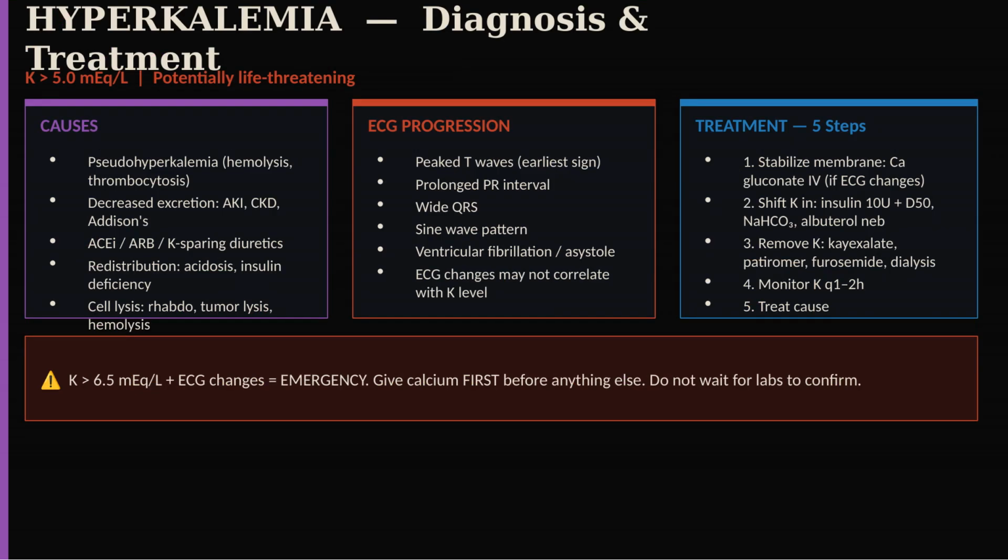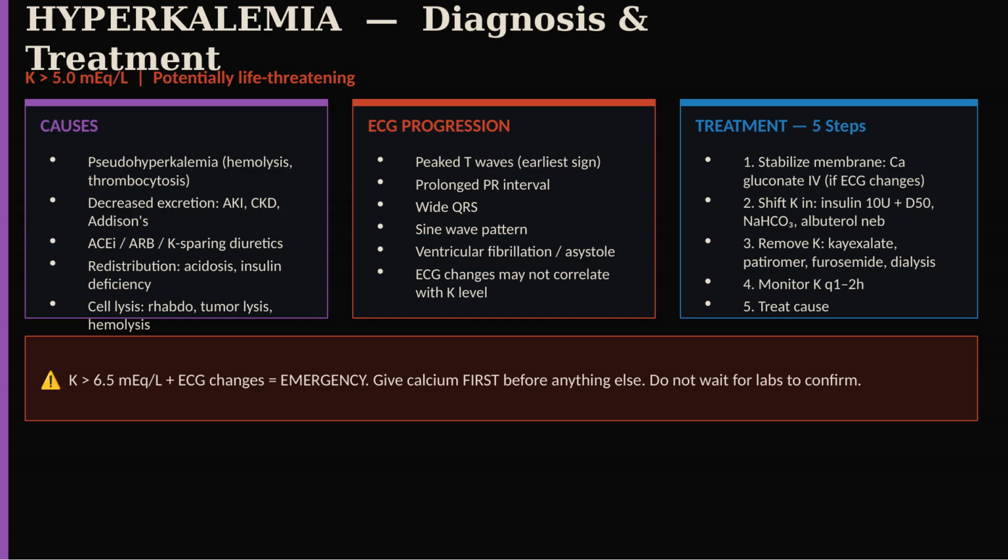Potassium above 5, and this is the one that can kill in minutes. First, always ask, is it real? Pseudohyperkalemia from hemolysis or a high platelet count is common, and you do not want to treat a lab artifact aggressively. Real causes fall into 3 groups: decreased excretion, acute or chronic kidney injury, Addison's, drugs, ACE inhibitors, ARBs, potassium-sparing diuretics, redistribution out of cells, acidosis, insulin deficiency, and cell lysis, rhabdomyolysis, tumor lysis, hemolysis.